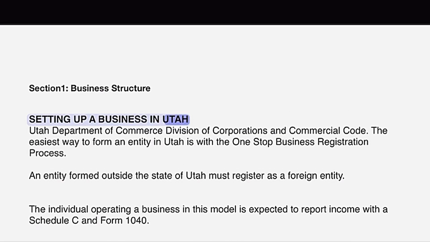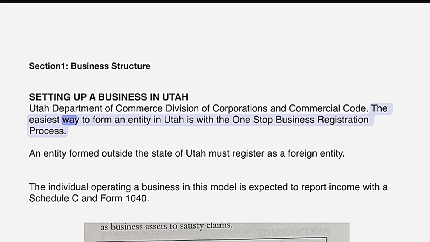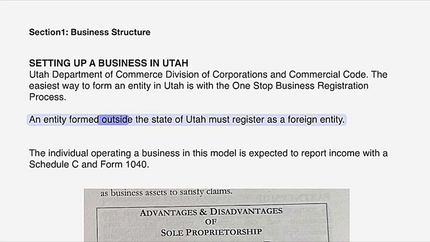Setting up a business in Utah. Utah Department of Commerce, Division of Corporations and Commercial Code. The easiest way to form an entity in Utah is with the one-stop business registration process. An entity formed outside the state of Utah must register as a foreign entity.